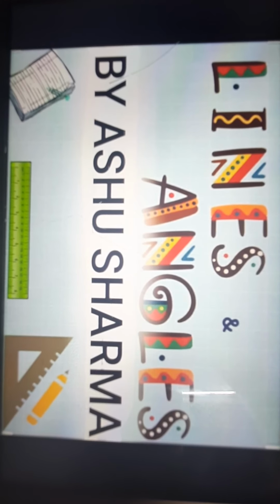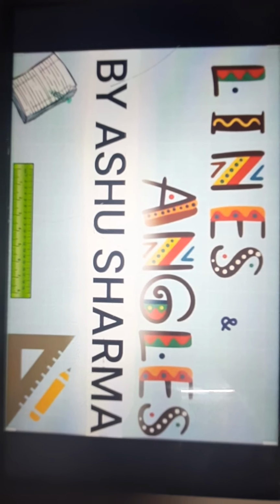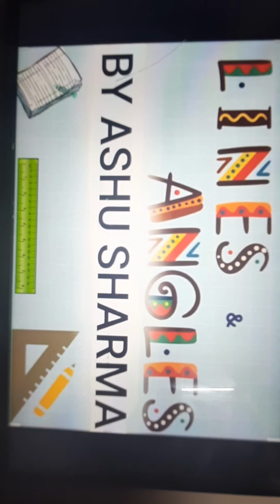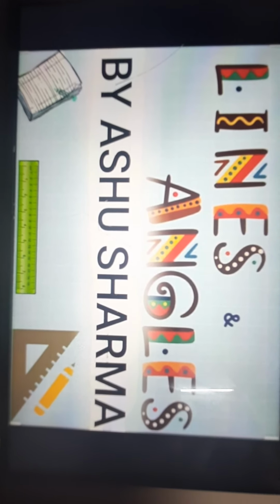We are doing Unit 6 Lines and Angles of your NCERT book. Till now, we have done the first two exercises of 6.1 of Unit 6. Right? Now, we are going to start with the third exercise.